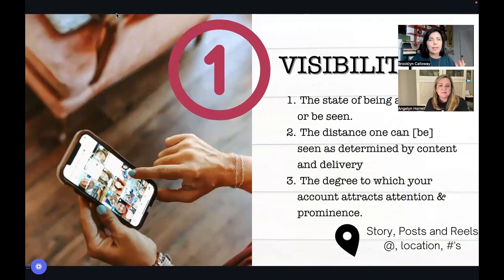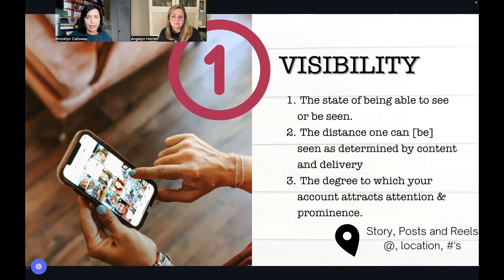But visibility is basically, okay. So what I did here was I copied the actual definitions from the dictionary and I put them in terms of being visible from a marketing standpoint. So the state of being able to be seen or see, the distance one can be seen as determined by content delivery. And let me explain that. The better your content and the better you are at delivering it in a way that the right audience will see it, the more visible you are. So the distance one can be seen is determined by content and delivery, the degree to which your accounts attract attention and prominence. So visibility is super, super important.